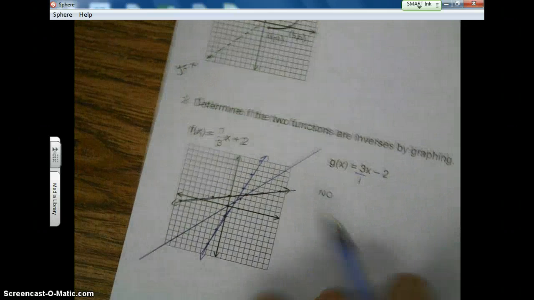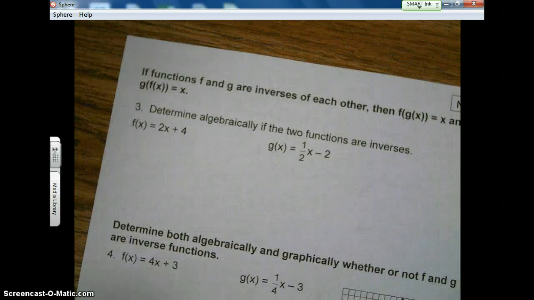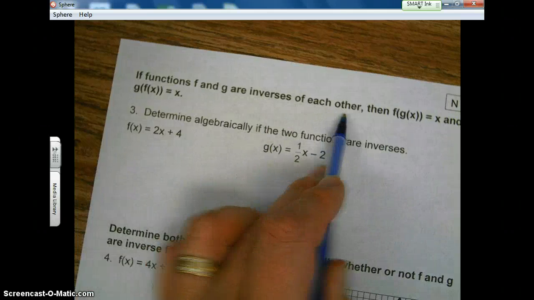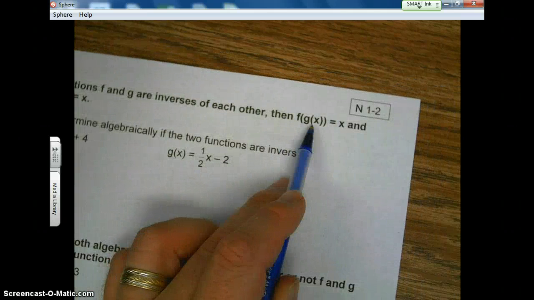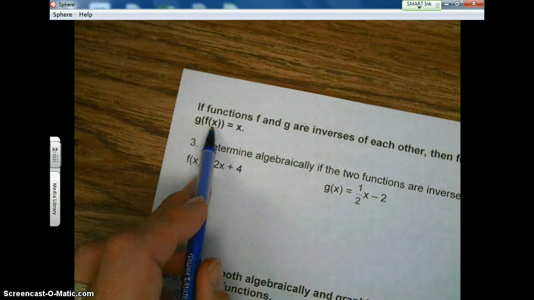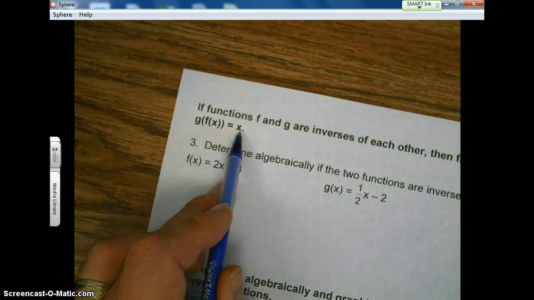Okay, let's turn the page. It says if functions f and g are inverses of each other, then f of g of x equals x, and g of f of x equals x.